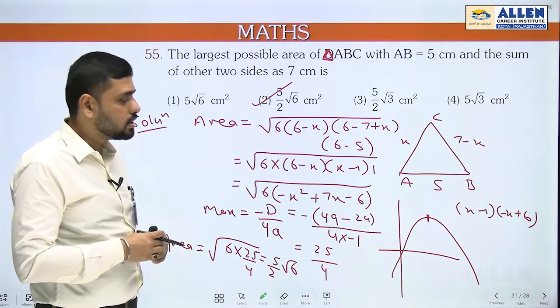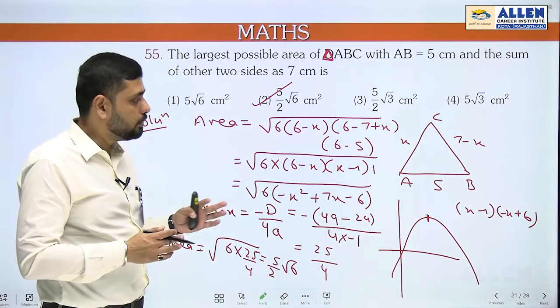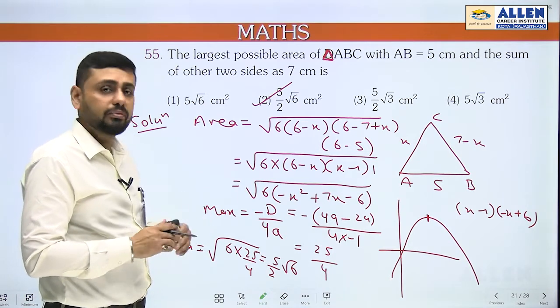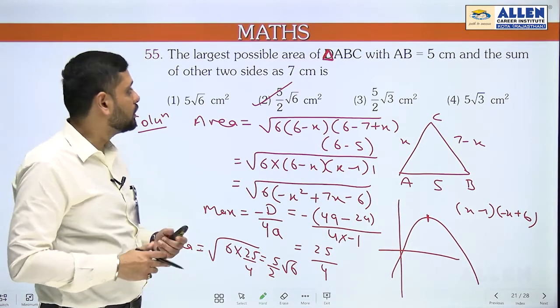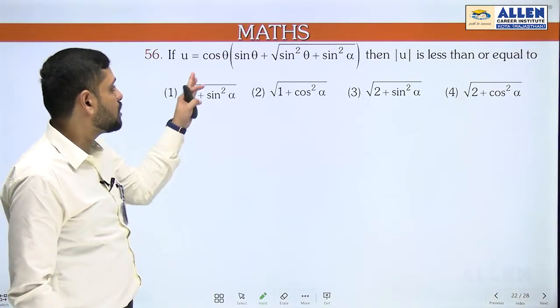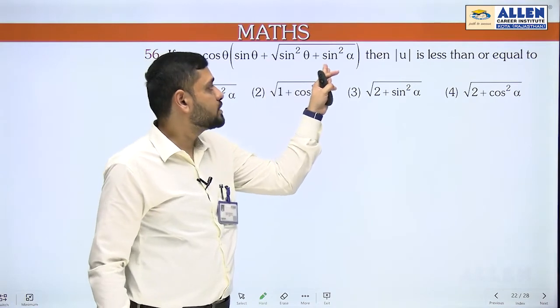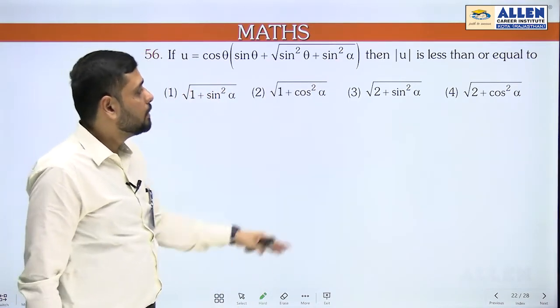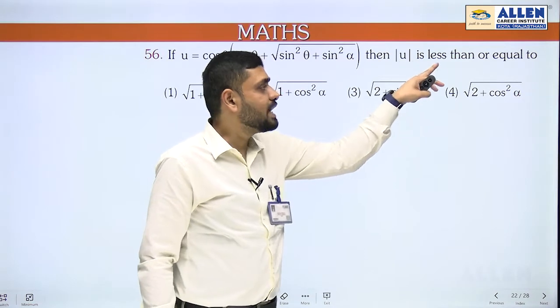Again, a very easy question, just the concept part should be clear, right? If the concept part is clear, it's very easy to solve the question. Now we'll move on to the next question. Here it is given, if u is equal to cos theta into sin theta plus under root of sin square theta plus sin square alpha, then the value of mod u is less than or equal to.